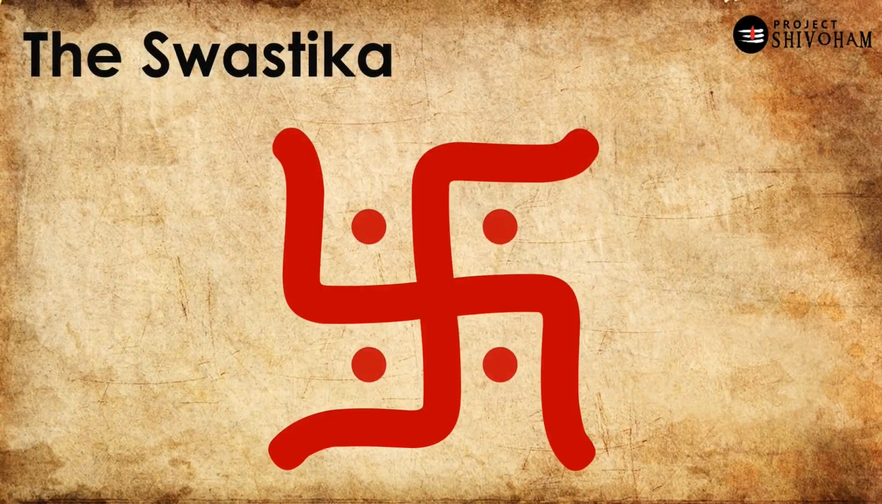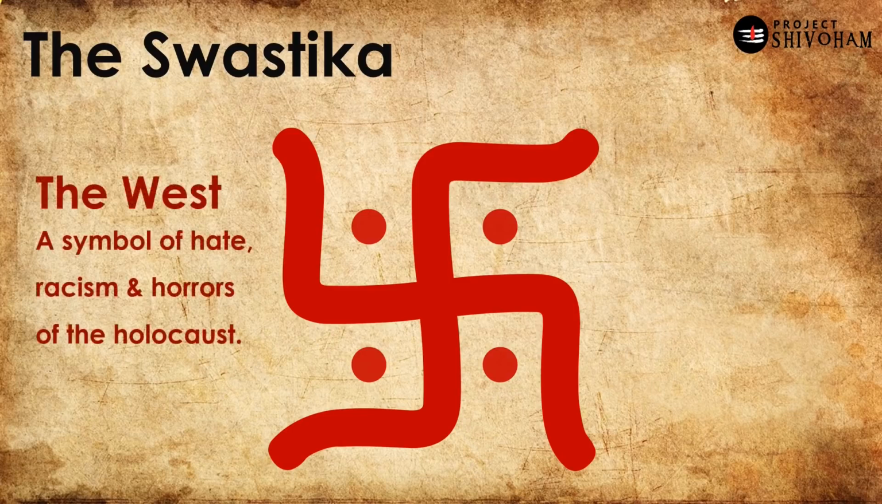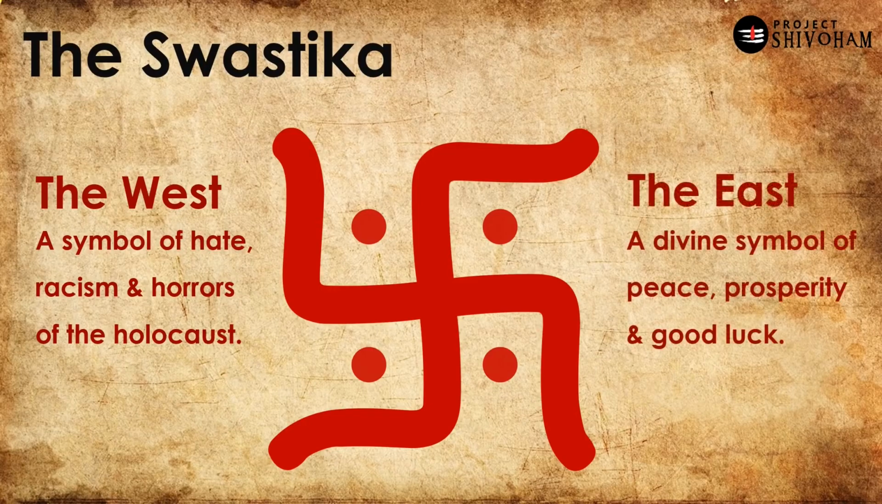Swastika, a name that needs no introduction, but the way it is perceived, it definitely does need an introduction. In the West, the swastika is a symbol of hate, racism, and horrors of the Holocaust. If you have any interest about the world's history, you definitely know what I'm talking about. And in a diametrically opposite manner, in the East, it is perceived as a symbol of peace, prosperity, and well-being. And this is the untold history of swastika.